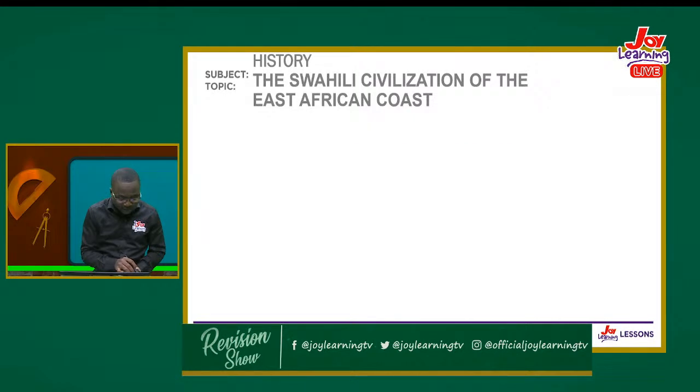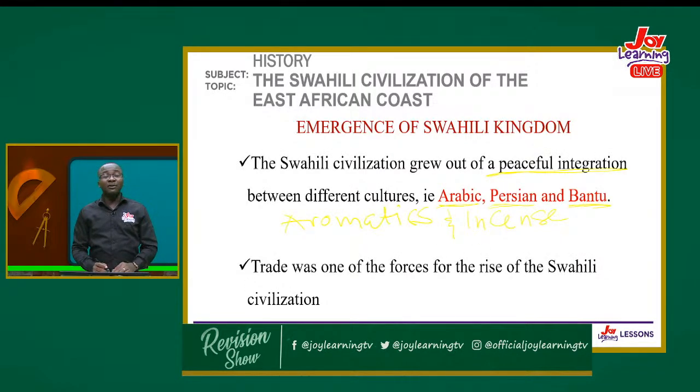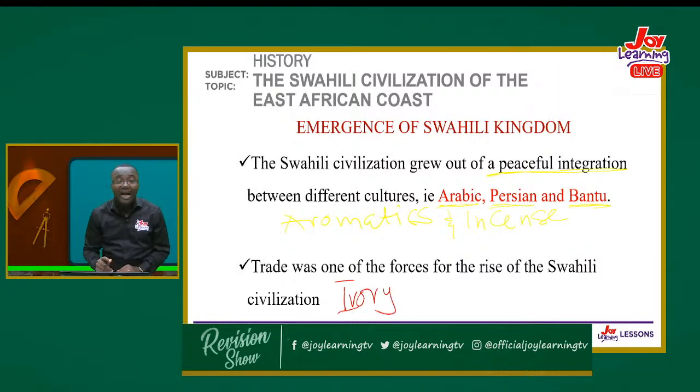Now, let's also establish that some of the items of trade that attracted these traders included ivory. Ivory, yes. The Chinese and the Indian people especially were so much interested in the soft ivory that was brought from the inland settlements of the East African coast, because they used it for several important items. So apart from ivory, we are also told that they were interested in gold.